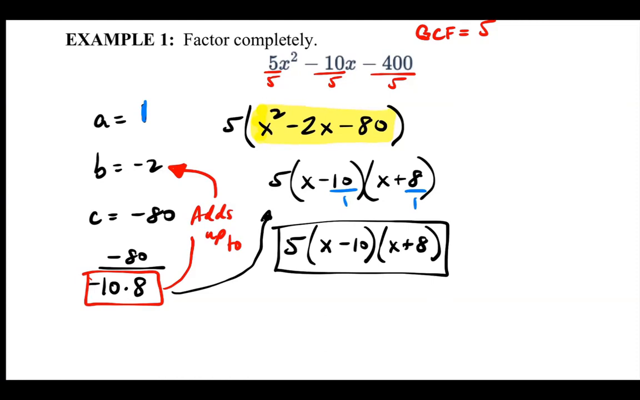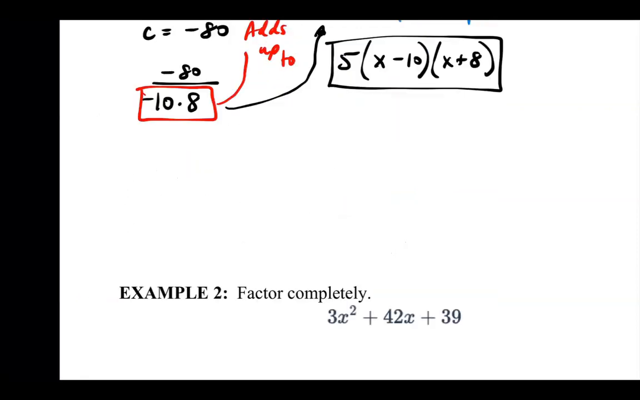Okay. And it said factor, right? So if I was doing a problem on Delta Math, this is how I would write it in my answer box on Delta Math. I would write it exactly like this with parentheses and all. 5 out in front, parentheses x minus 10, parentheses x plus 8. Bottoms up. Okay. All right. Do number 2 now. Do number 2 on your own.